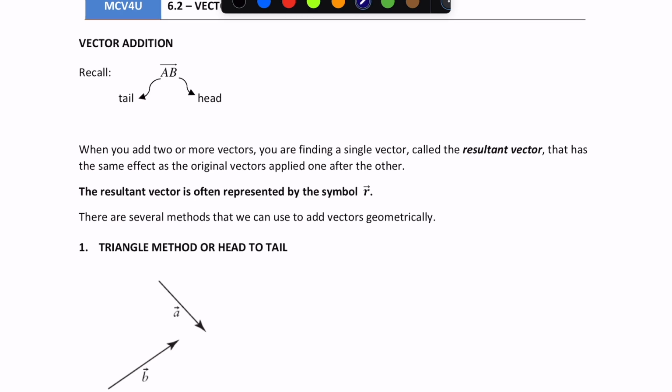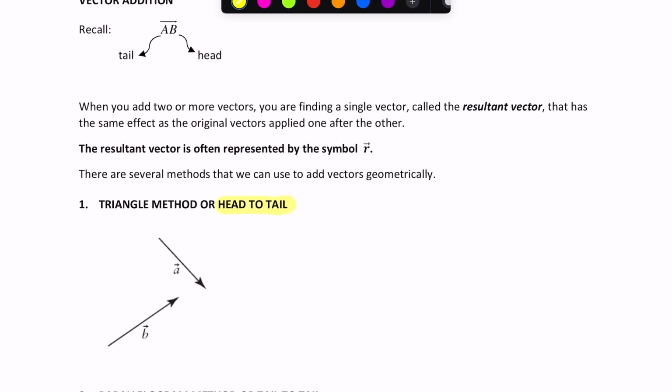The first method that we're going to look at is called the triangle method, or the head to tail method. Here we're given two vectors, vector A and vector B. Something to note here is that when we add vectors, we must arrange them head to tail.